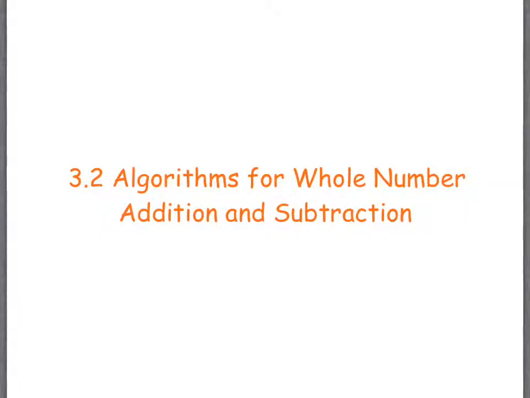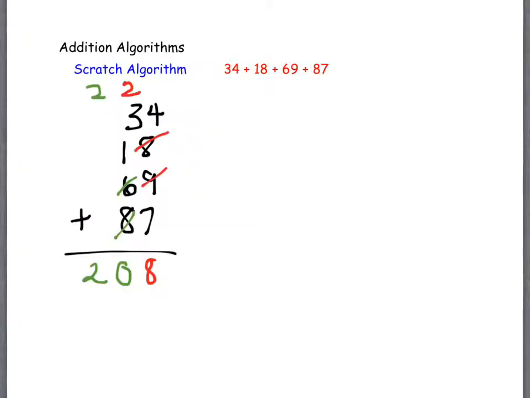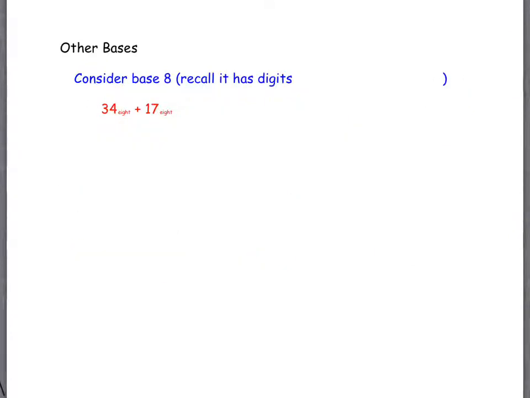Last time we started working in section 3.2, and we were talking about algorithms, which are methods for doing addition and/or subtraction. We've gotten through all of our methods. The last part of this section that we haven't done yet talks about doing addition and subtraction in other bases.